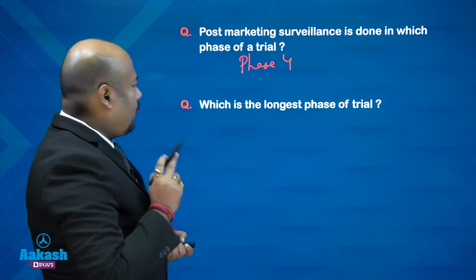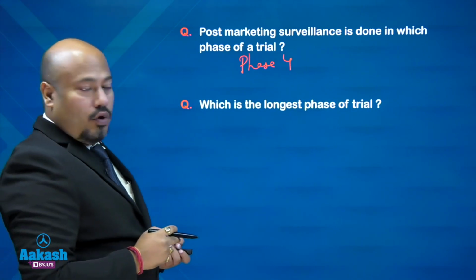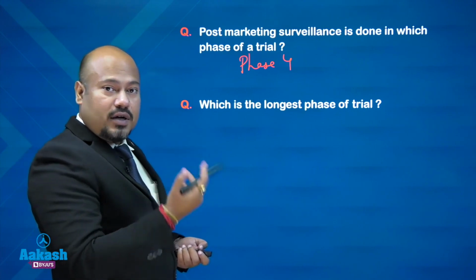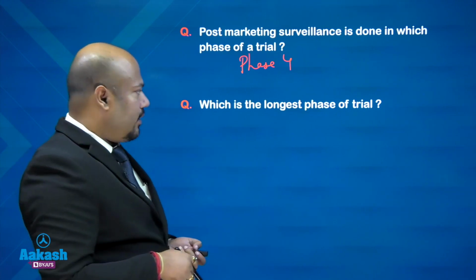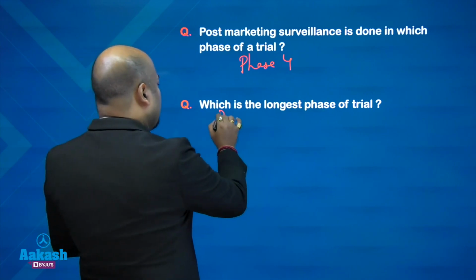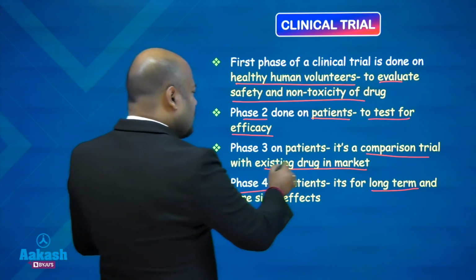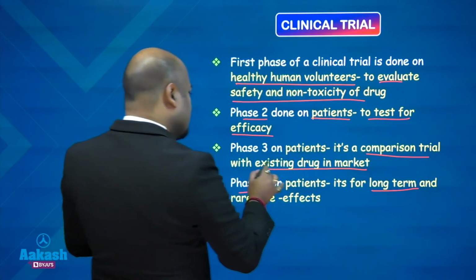Next question. Which is the longest phase of the trial? The longest phase is the comparison trial with an existing drug already in the market, okay. So this will be what? Phase 3. As you know, you can see that phase 3 is on patients. It's a comparison trial with an existing drug in the market.